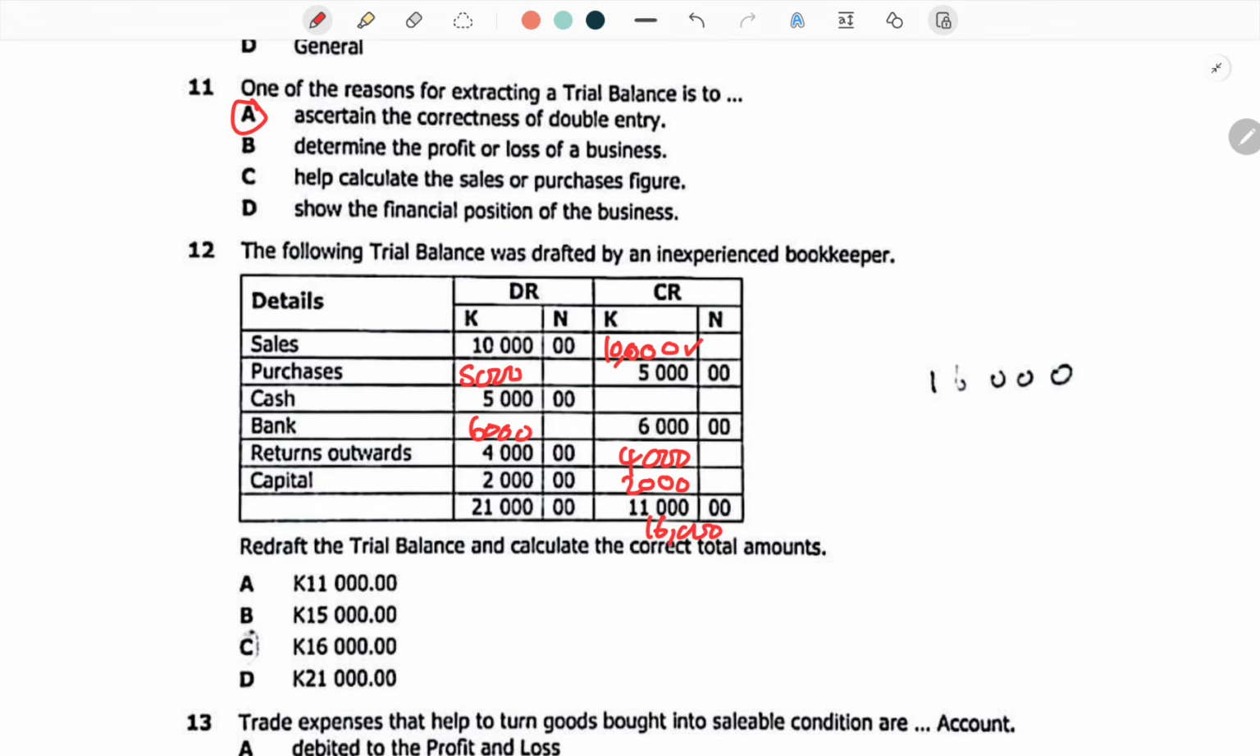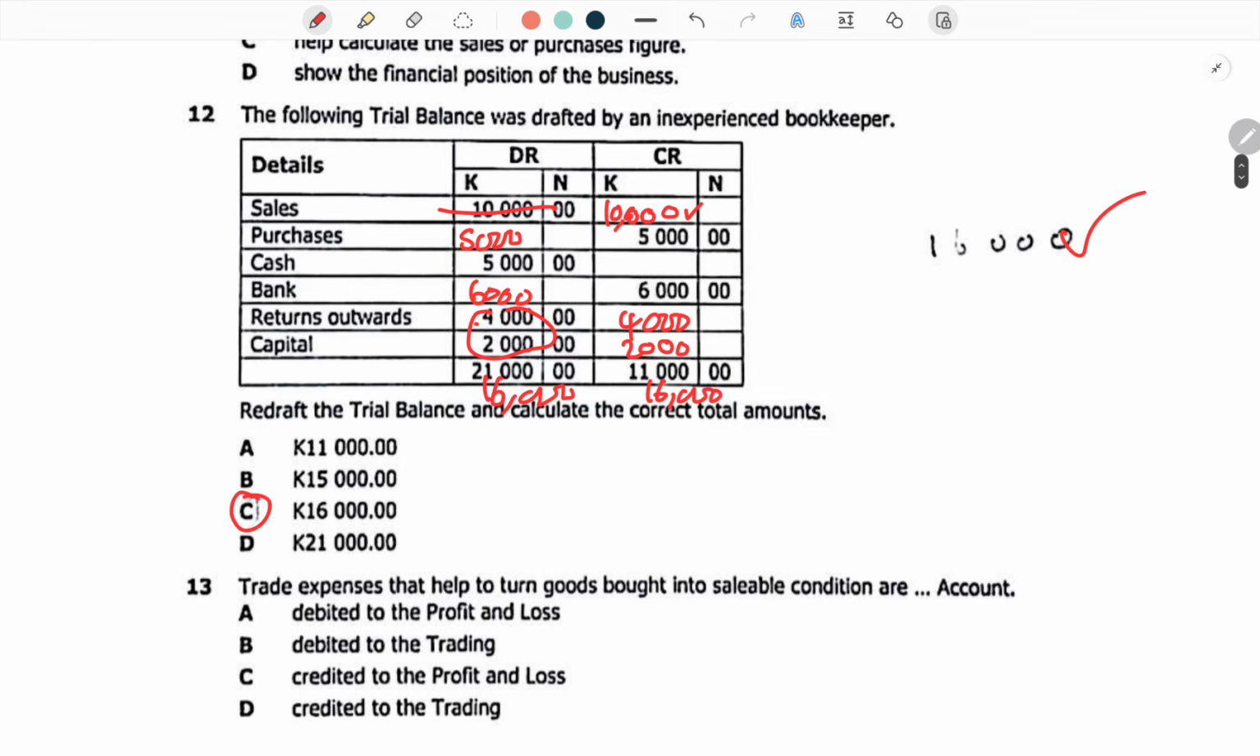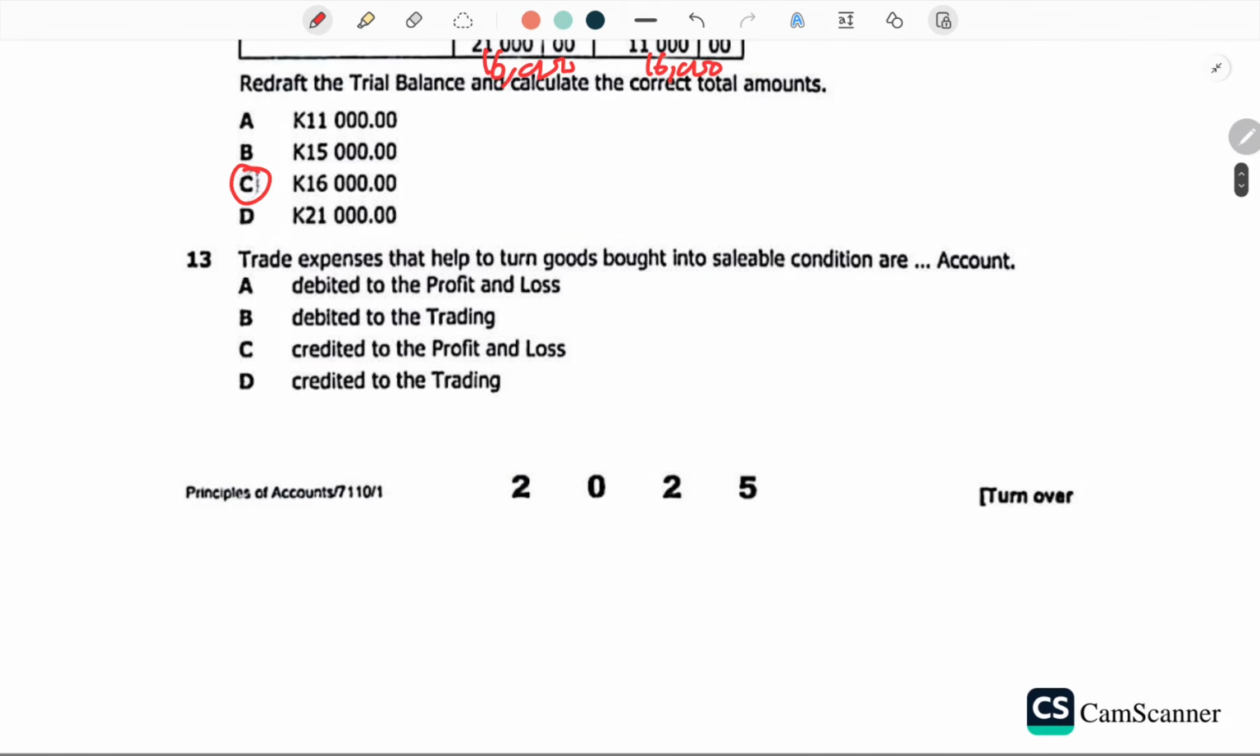Let me check here. So here, what did we remove? Okay, here we corrected, so this is not supposed to be here. Down there we have a 5,000. Here we said it's okay. The rest are okay. So 4,000 plus 2,000 is 6,000, so plus 6,000, 16,000. So even here 16,000. So it's balancing at this point. See, it was already found. They already found the answer. So C is actually the answer for this particular question.